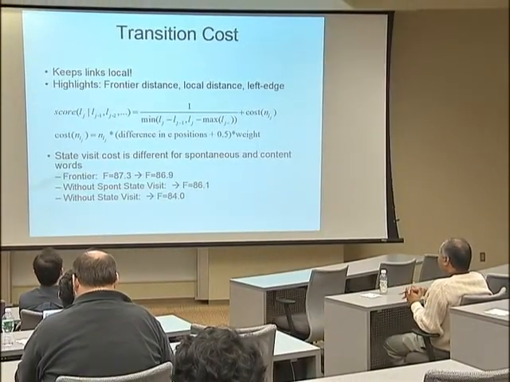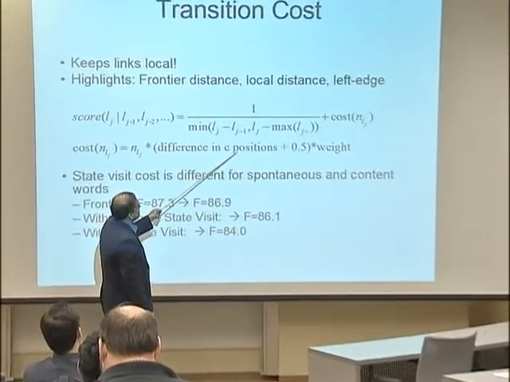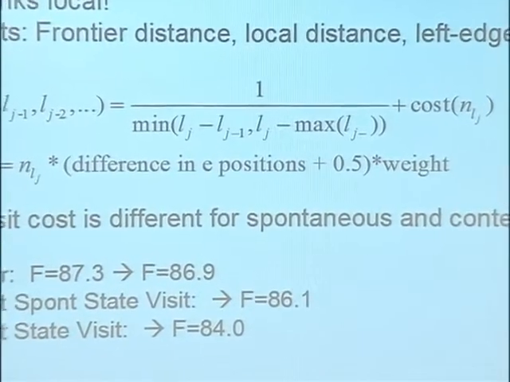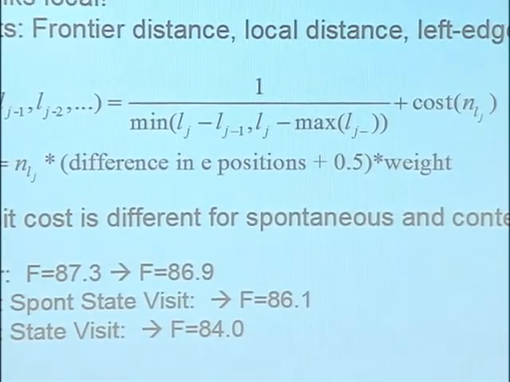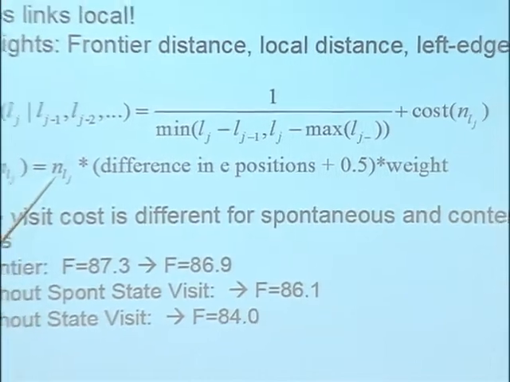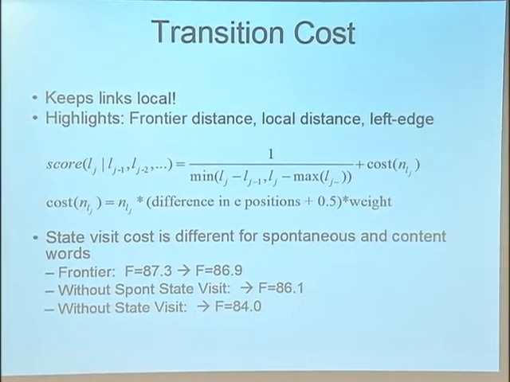NJ is a number of, it's the difference in the E positions that have aligned to the state. So if you align E0 and E2, then that's a difference of 2, and you've aligned 2 items. So it's a difference of 2, and it has 2 items. So it's more expensive to align things that are far away in the English sentence to the same state. Okay? I wasn't getting the intuition.